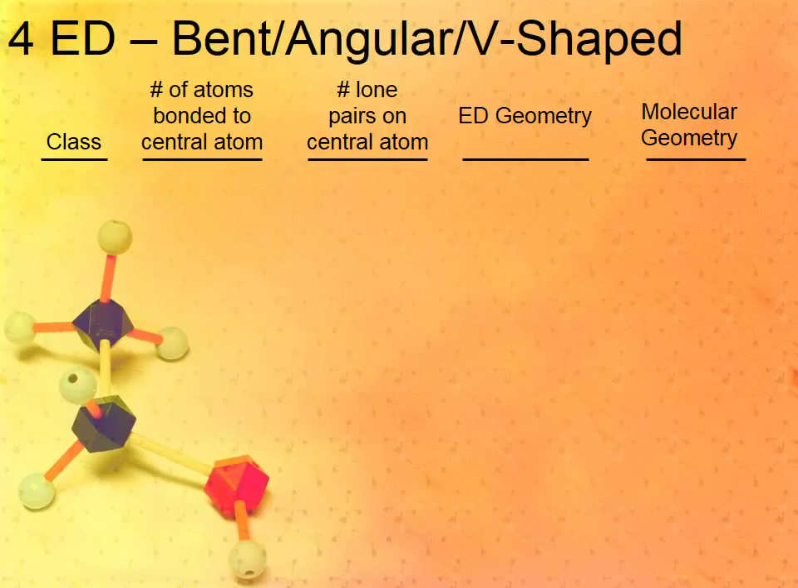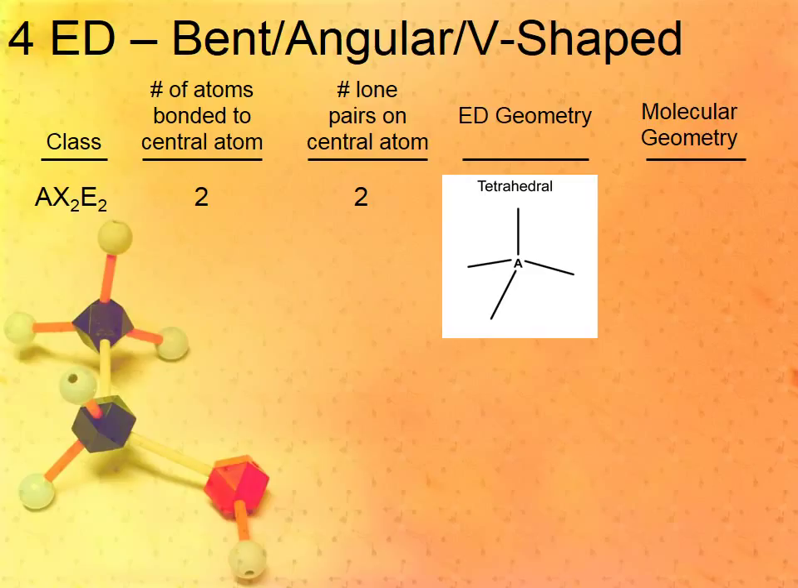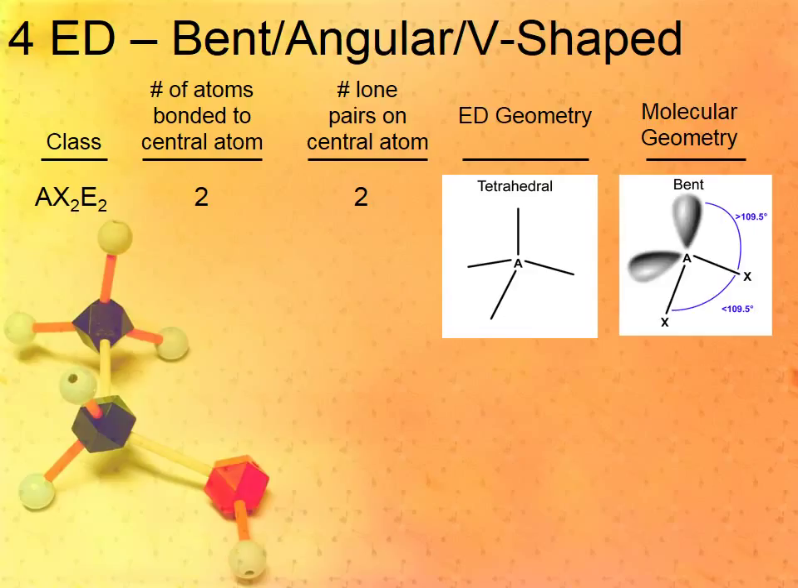The third structure possible is AX2E2. Obviously, there are 2 atoms bonded to the central atom, but also there are 2 lone pairs. The electron domain geometry does not change its name because we're still dealing with 4 domains. And the molecular geometry, once again, changes its name to either bent, angular, or V-shaped. And you might ask, wait a minute, didn't we see one before that had a name just like it? Well, that was the trigonal planar bent, angular, or V-shaped. This is the tetrahedral bent, angular, or V-shaped.